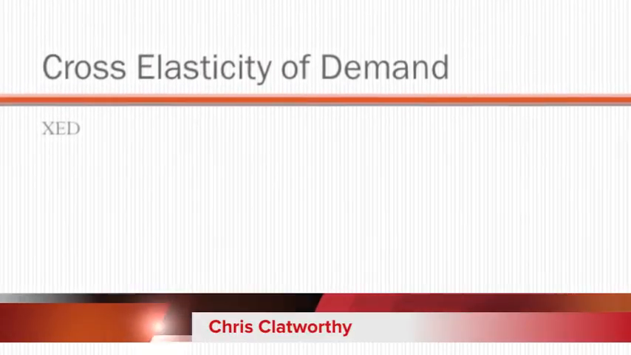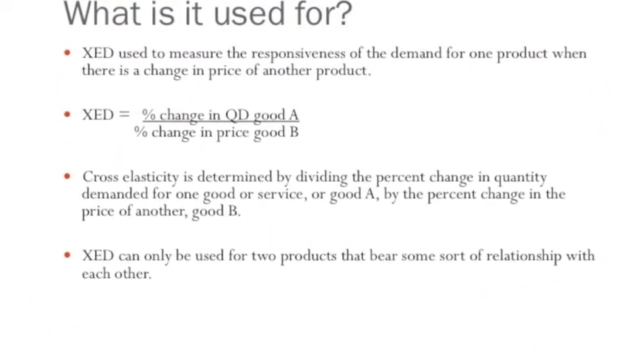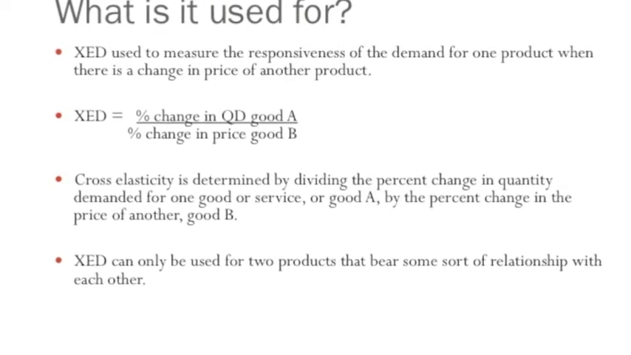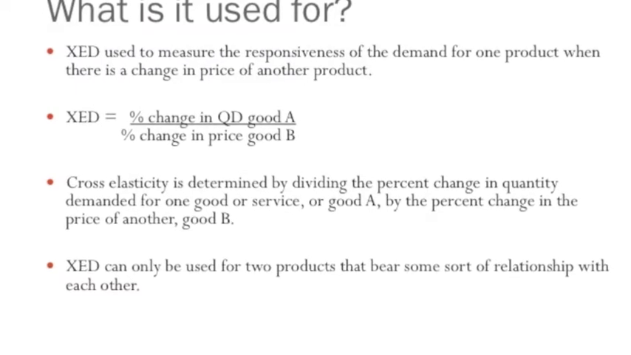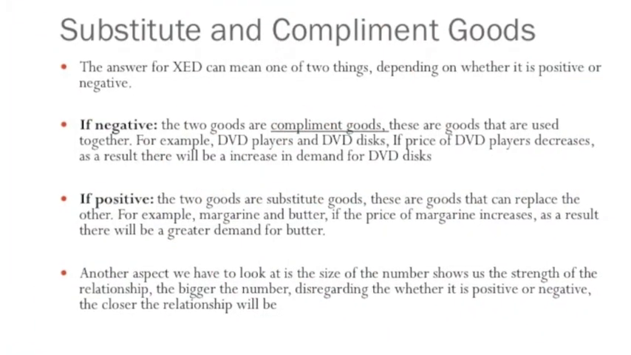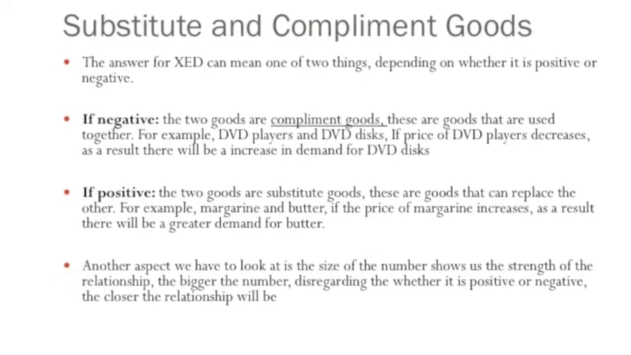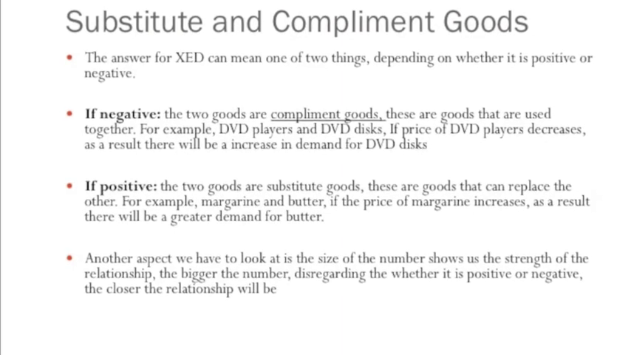Now let's look at cross-elasticity of demand, or XED. XED is used to measure the responsiveness of the demand for one product when there is a change in price of another. It is calculated by the percent change in quantity demanded of good A over the percent change in price of good B. The answer for XED can mean one of two things, depending on whether it is positive or negative. If negative, the two goods are complement goods. If positive, the two goods are substitute goods.